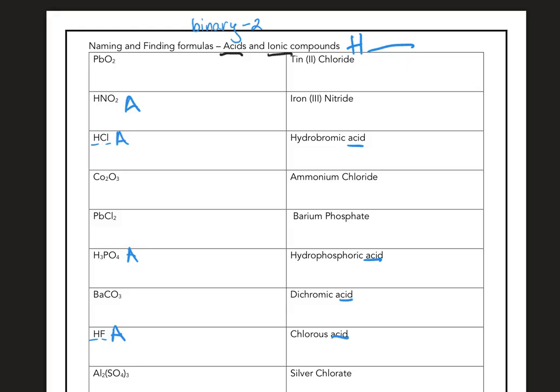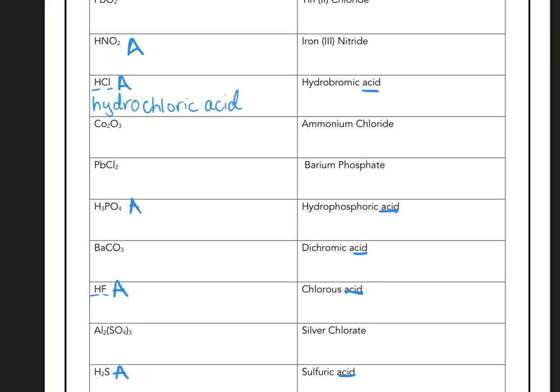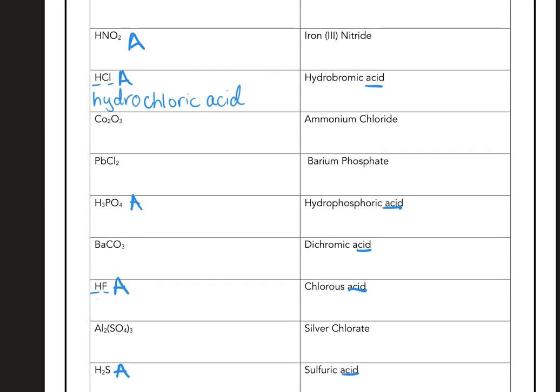When we have a binary acid, we always start with hydro, and then we write the name of the non-metal, so whatever is bonded to that hydrogen, and change the ending to ic. So it would be hydrochloric acid. All right, don't forget about the word acid at the end. You need to have that. So then this other one, HF, is going to be hydrofluoric acid.